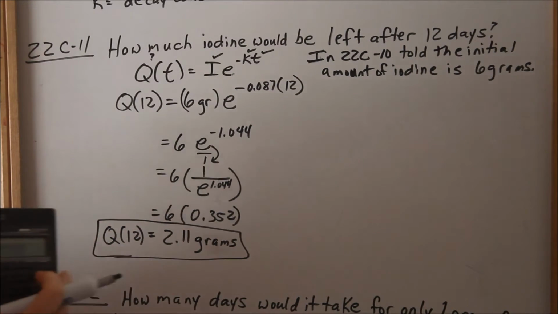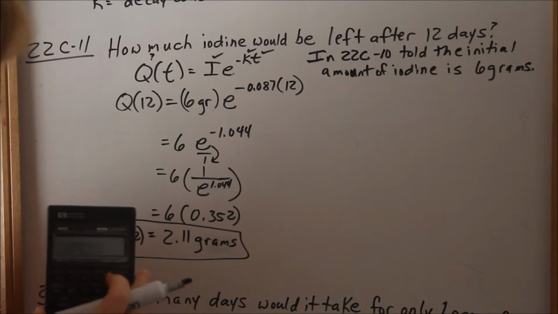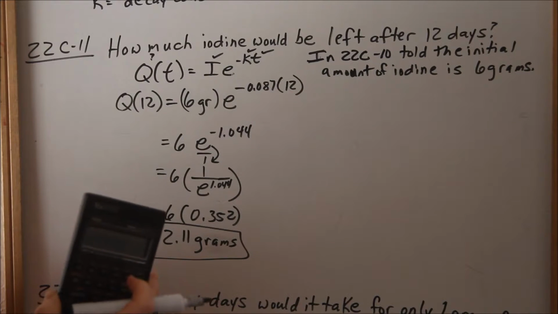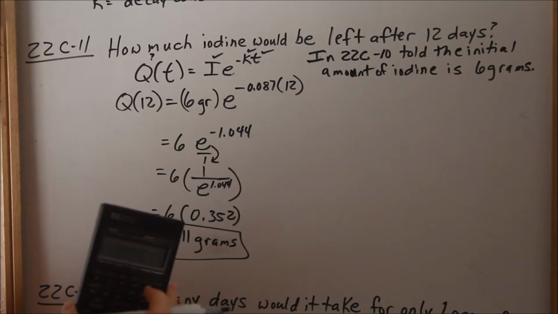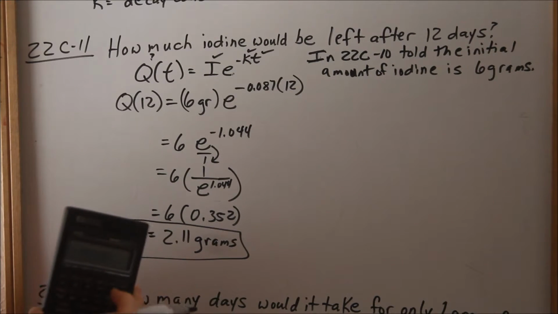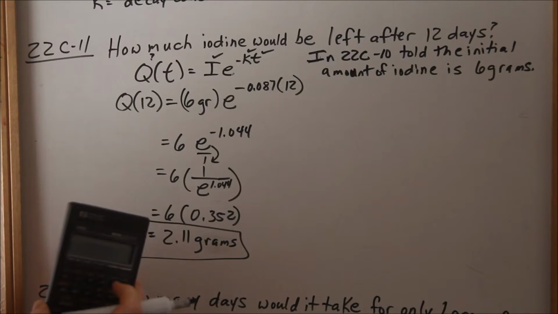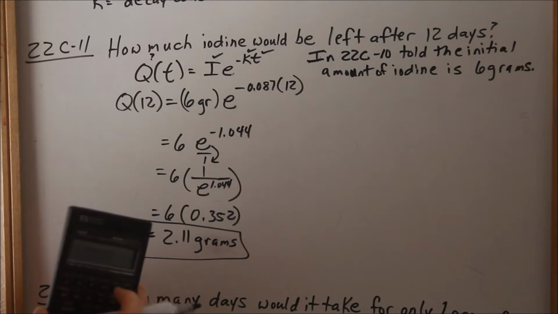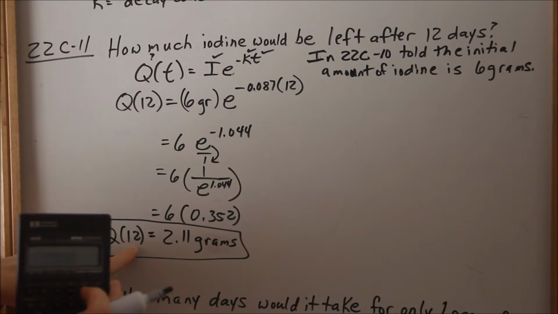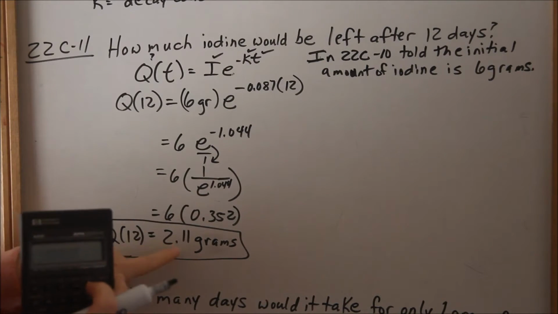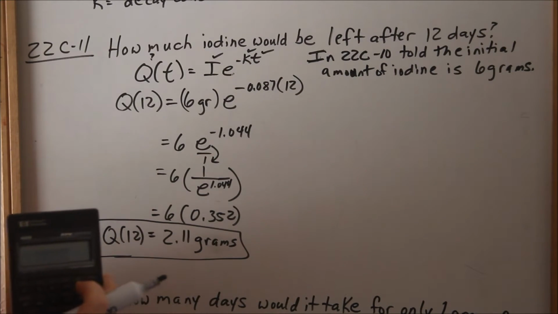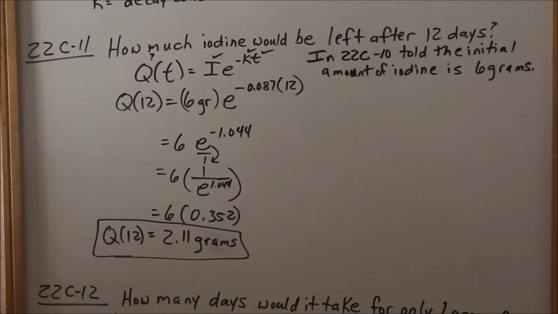So we started with 6 grams of iodine, and this rate of decay, it's decaying. So you need to make sure your answers make sense. Since it's decaying, your final answer should be smaller. If you start with 6 grams, then after 12 days of decaying, you have 2.11 grams left. So make sure your answers make sense.